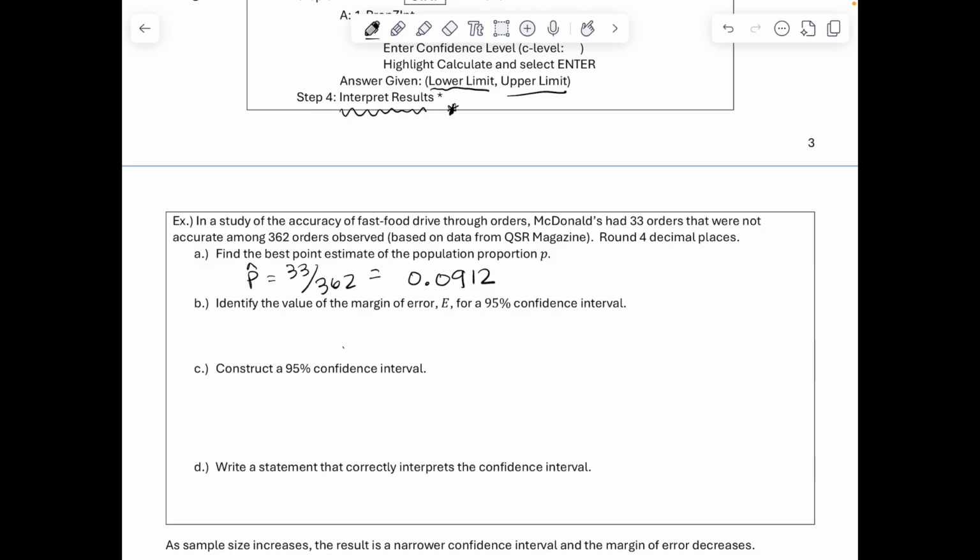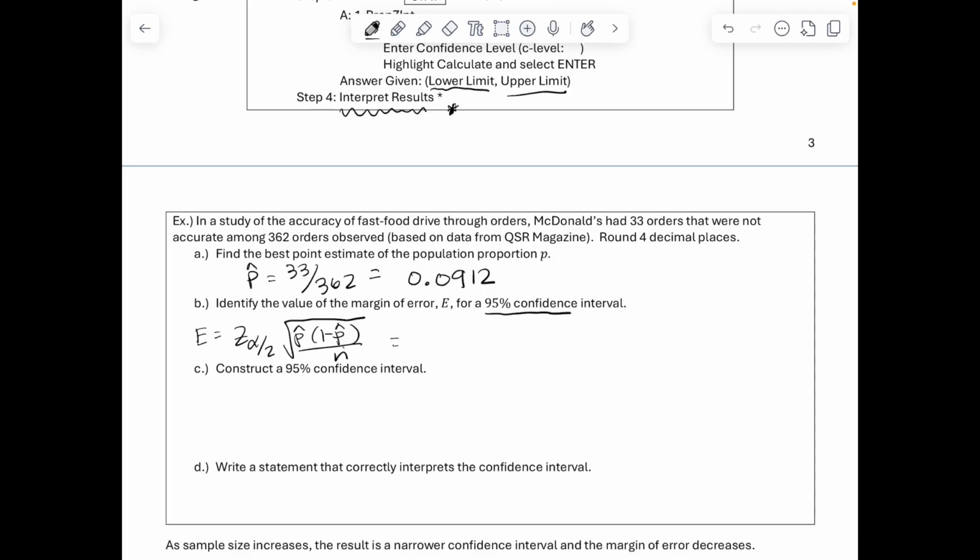Part B says, identify the value of the margin of error E for a 95% confidence interval. For this problem, we had two equations for E on the previous page. One was using the upper bound and lower bound, which I do not have at this time, but the first equation listed there is z alpha over 2 times the square root of p hat times 1 minus p hat divided by n. We have p hat, which we just calculated, and we know n is 362 since that was our sample size. So now we have to talk about z alpha over 2.